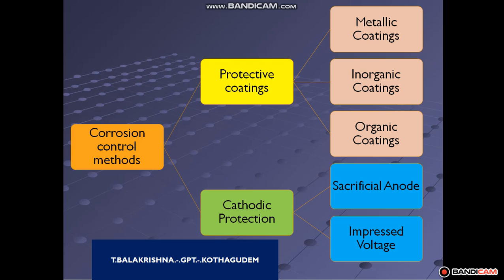As corrosion is a surface property, the protection of the surface of the metal is the primary objective to control corrosion. The following methods are used to control corrosion. There are two types: protective coating and cathodic protection.